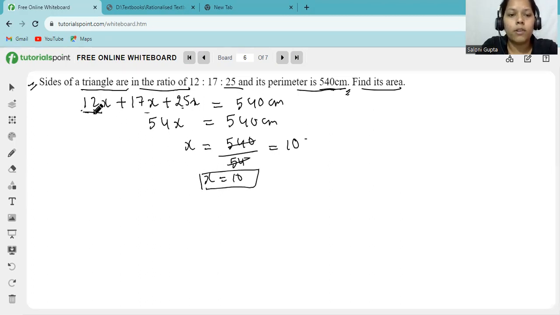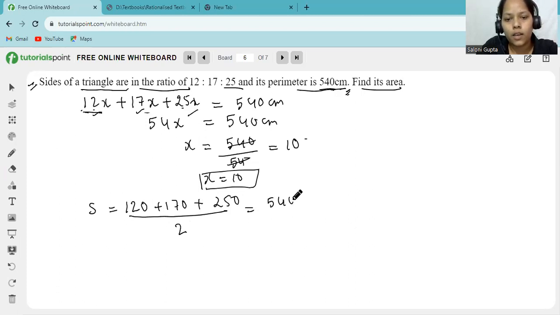So now what are the sides? They will become 120, 170 and 250. So what will be my s? This will be 120 plus 170 plus 250, divided by 2. We know the sum of this is 540, divided by 2. So this will become 270 centimeter. So 270 centimeter is our half perimeter.